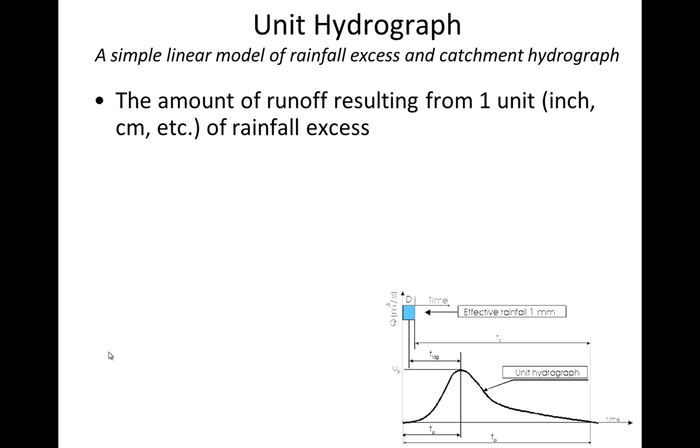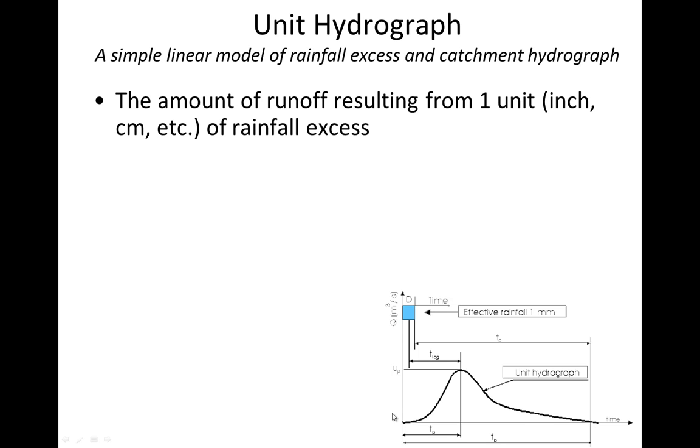So here's a little bit more information about a unit hydrograph. Let's say, for instance, that we had 1 unit of rainfall, whether it's an inch, a centimeter, or whatever. It's a certain amount of rainfall that occurred, and so here's the hydrograph showing that during a certain time increment there was 1 unit of rainfall. This is the hydrograph in response to that 1 unit of rainfall.